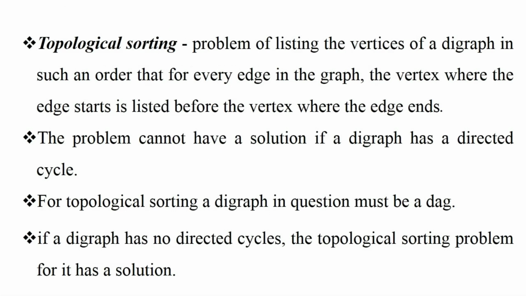What is topological sorting? It is a problem of listing the vertices of a digraph in such an order that for every edge in the graph, the vertex where the edge starts is listed before the vertex where the edge ends. This problem cannot have a solution if you have a cycle in the directed graph. So for topological sorting, a digraph needs to be a directed acyclic graph. Only if a digraph has no directed cycles will the topological sorting problem have a solution.